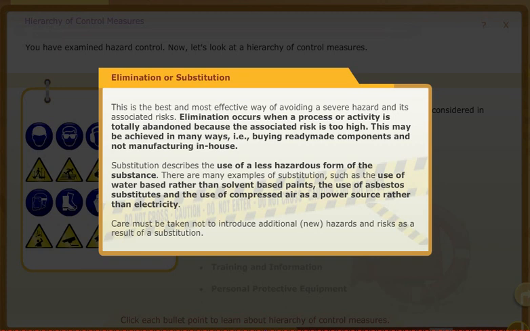Substitution describes the use of a less hazardous form of the substance. There are many examples of substitution, such as the use of water-based rather than solvent-based paints, the use of asbestos substitutes, and the use of compressed air as a power source rather than electricity. Care must be taken not to introduce additional or new hazards and risks as a result of a substitution.